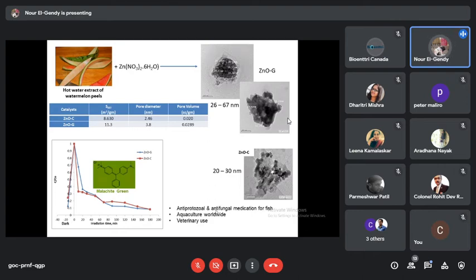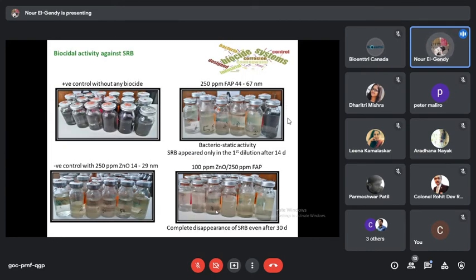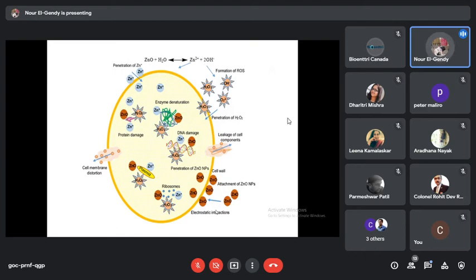We have also managed to prepare green zinc oxide nanoparticles from the water extract of watermelon, which has been applied in a mix with fluoroapatite produced from animal bone as a biocide for sulfate-reducing bacteria. This diagram shows how zinc oxide works as a biocide. It penetrates the cell wall of the microorganism, producing redox substrates and reactive oxygen species, which then lead to damage of the DNA and denaturation of the enzymes, causing cell damage and leakage of the cell components, so the cell can be lysed and die.